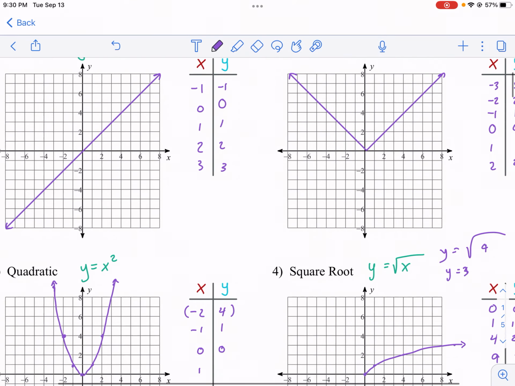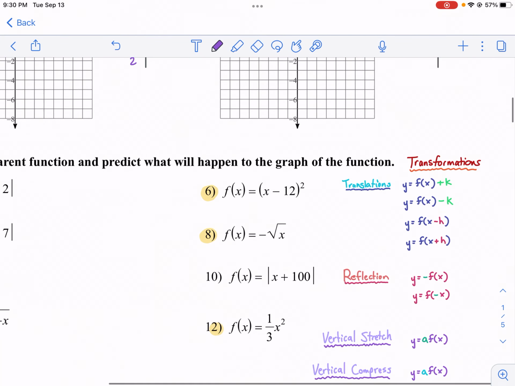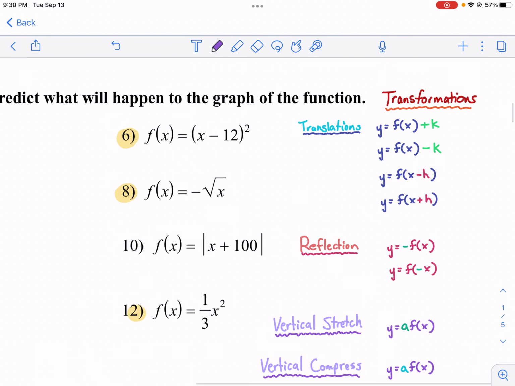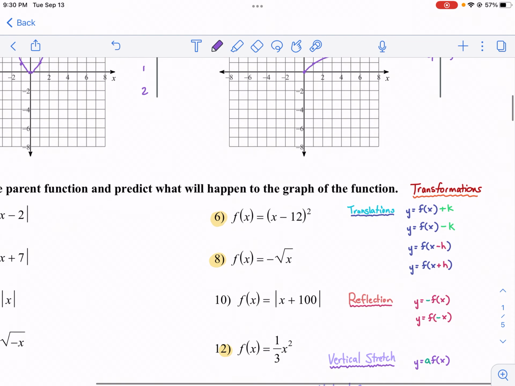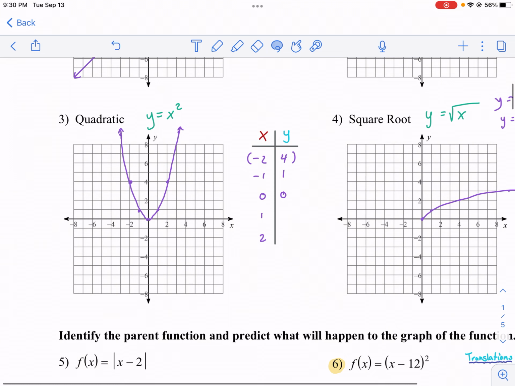You need to know these basics and how to graph them in order to move on to transformations, which is next. So now we're moving on to transformations. What is a transformation? Well, a transformation is a change in this graph. So translation is like a slide. If we slide this graph around, okay, let me grab my parabola here.